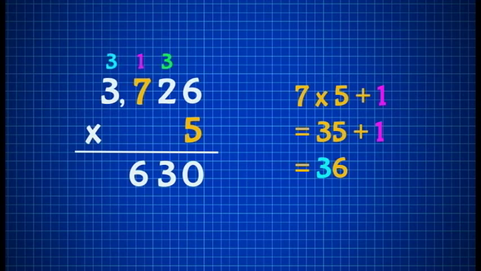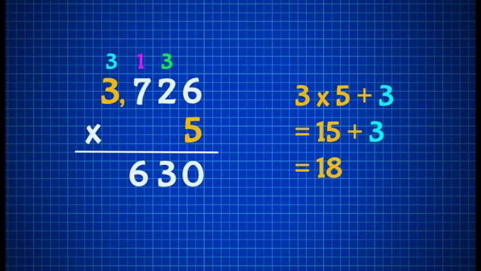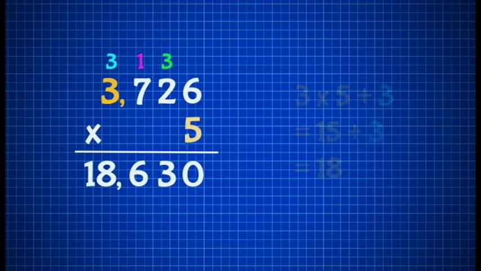Now 36 has 3 tens, so we move on to the thousands place. 3 times 5 is 15, plus the 3 of the carryover, we get 18. Combine your answers, you get 18,630.